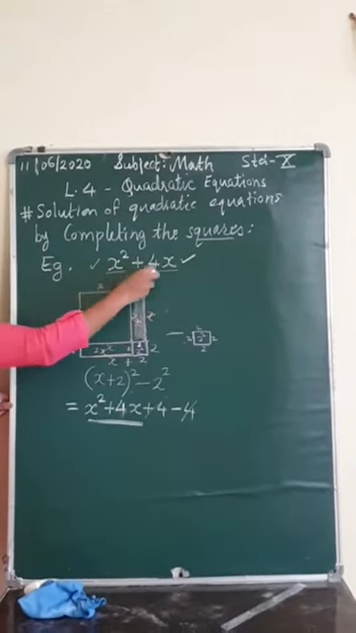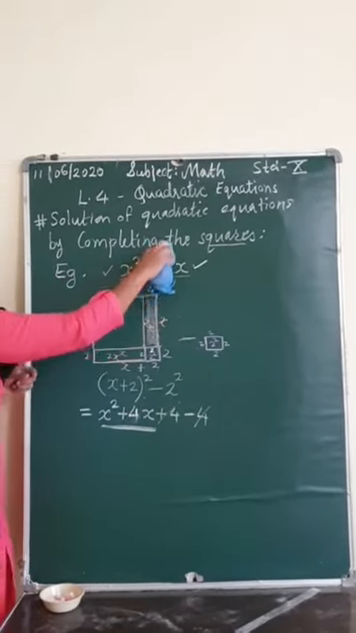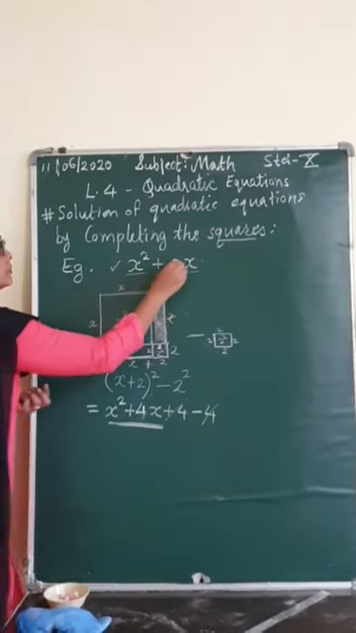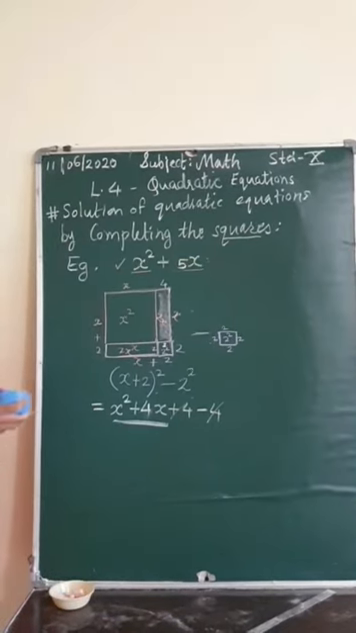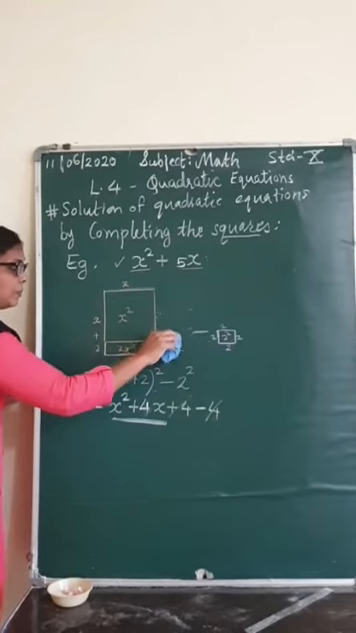Now let's take one more example. Here, suppose we have 5x. So how to solve this? x square plus 5x. Again the same method. We have this x square as a complete square.